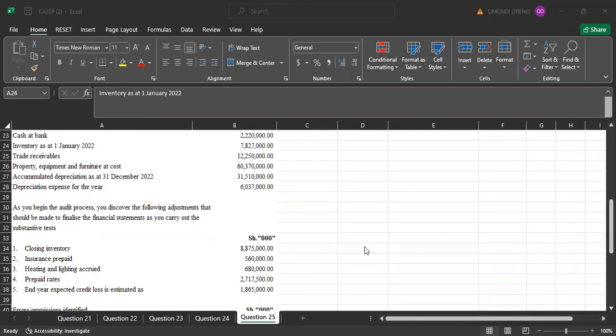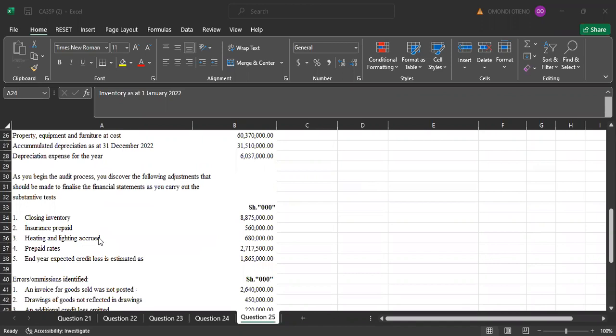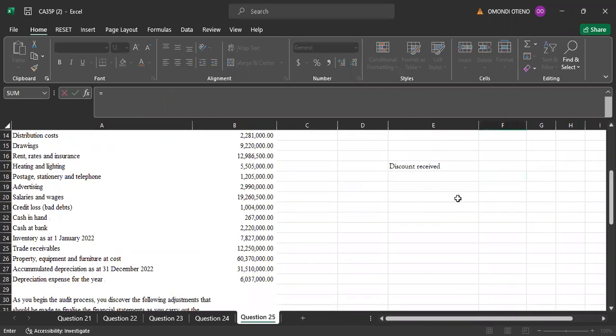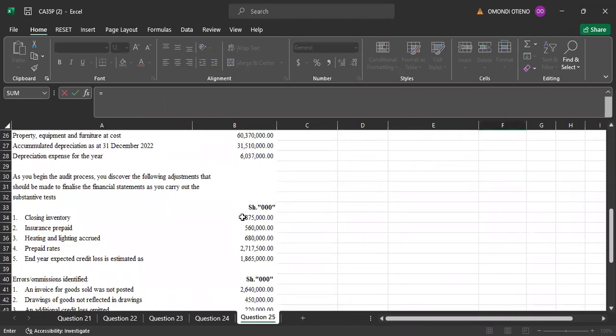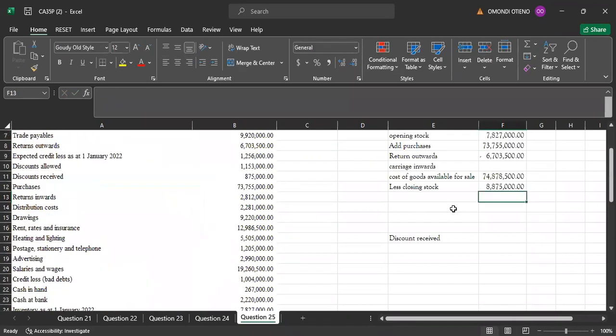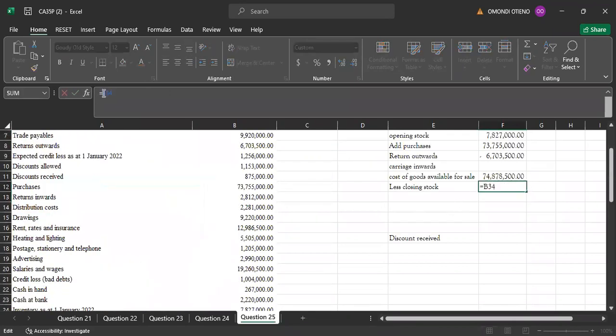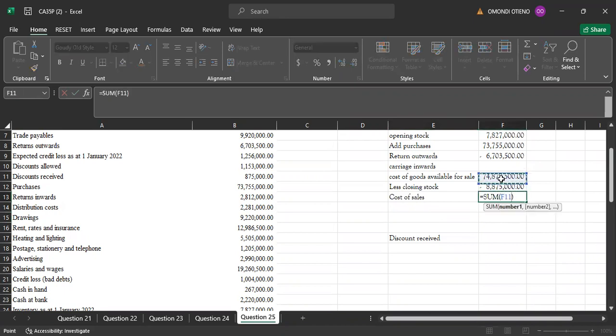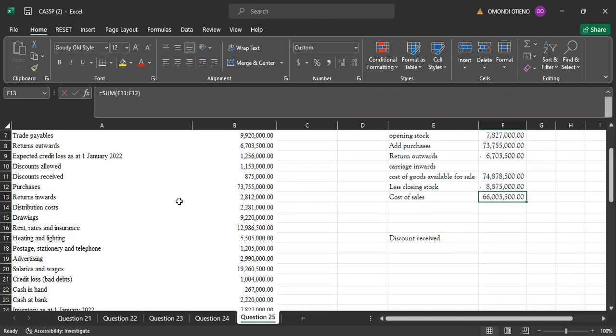So let's come to this point and look at the closing inventory, which we have been given as 87. Remember we subtract that closing inventory for us to get the net cost, or the real cost, of goods that were sold. So I can just indicate a negative there, and then I am now able to have my cost of sales.